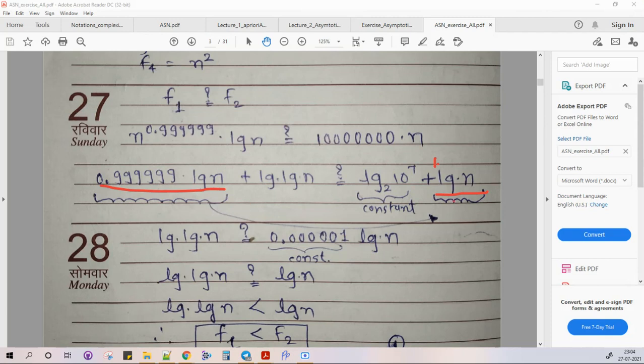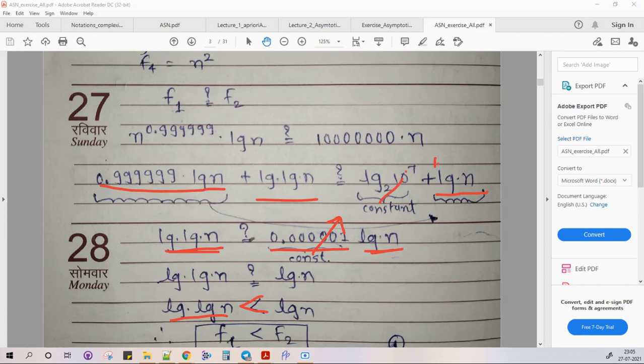So if I take this term to this side, then it would be 1 minus 0.99999, that means 0.00001 log n. And here I have log n, right? Now this is constant, I can remove it. So here I have log n and here I have log n. So if you compare log n and log n, then definitely log n is less than log n, right? Is it clear, guys?